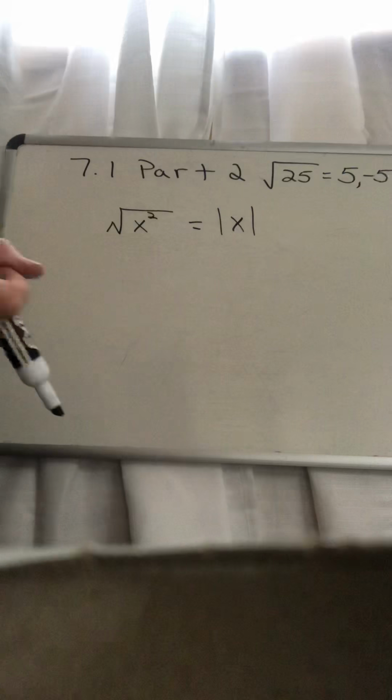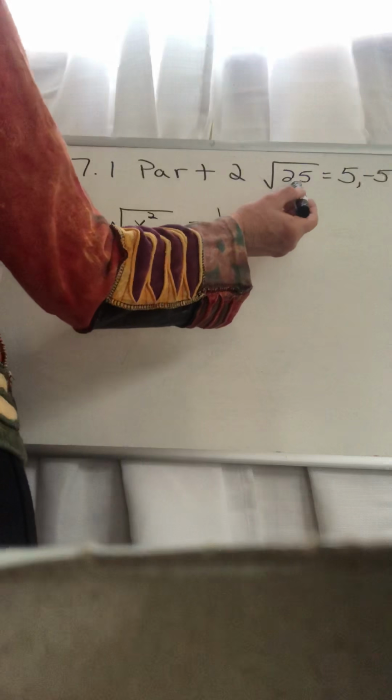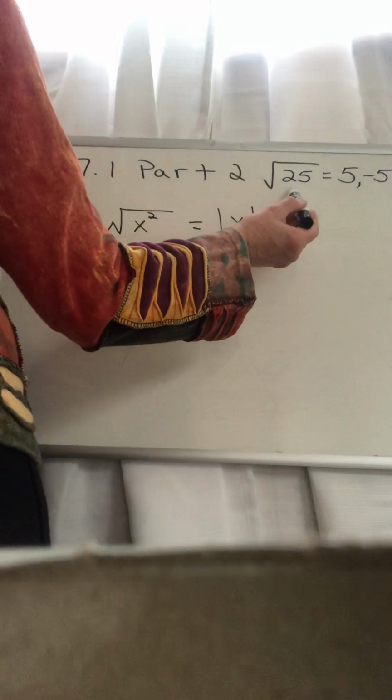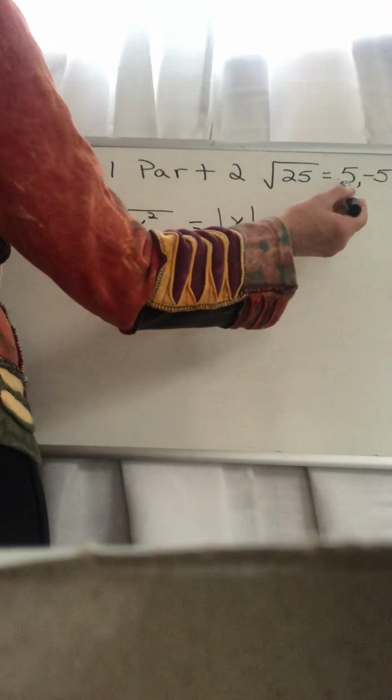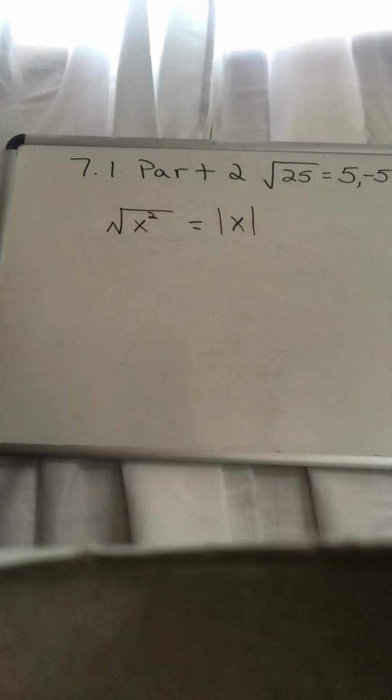So something to review. Remember that a positive number can actually have two square roots, because positive 5 times 5 would give you 25, and negative 5 times negative 5 would give you 25. Because that is true, it's important to remember with the next part.